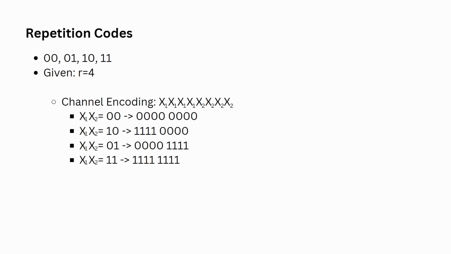Next, we have repetition codes. This is where we figure out how many we are going to put based on the given. In here, it says that given is r equals 4. This will mean in channel encoding, there will be 4 x1s and 4 x2s. You will then need to substitute accordingly.